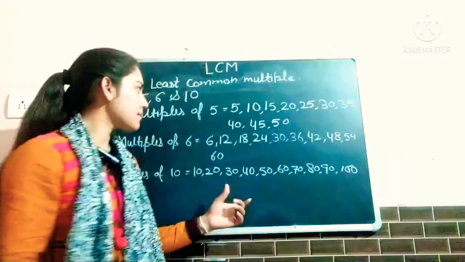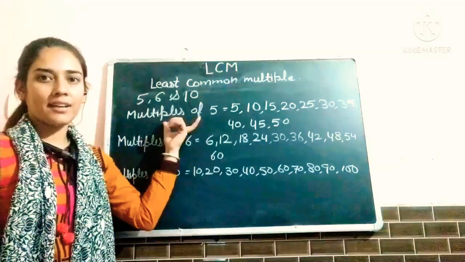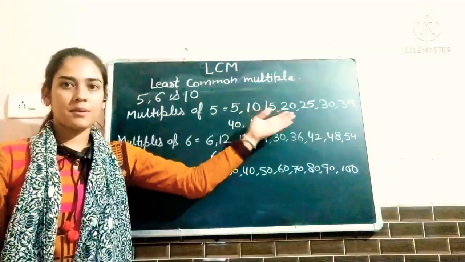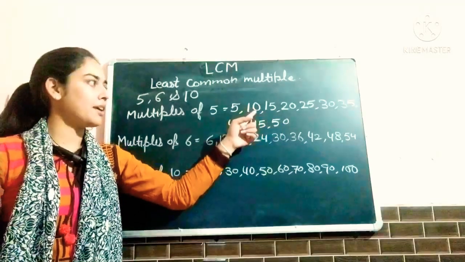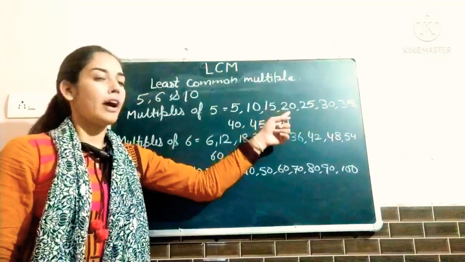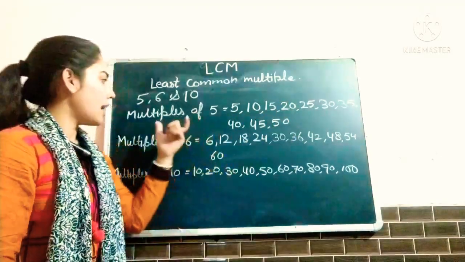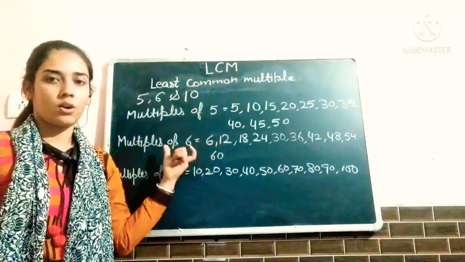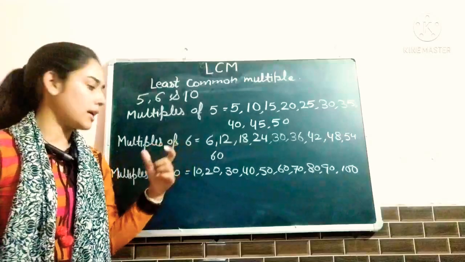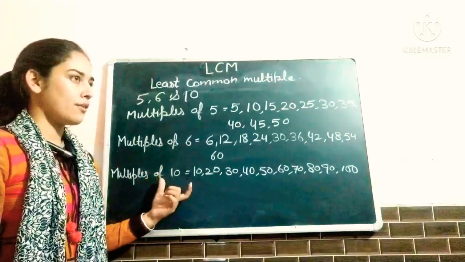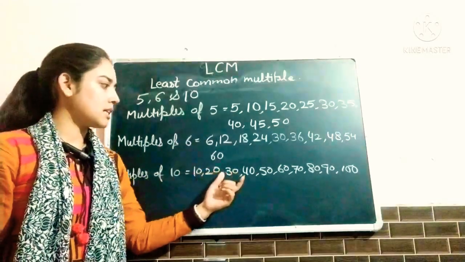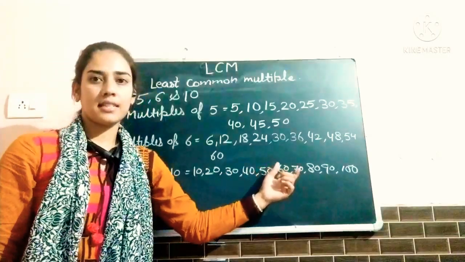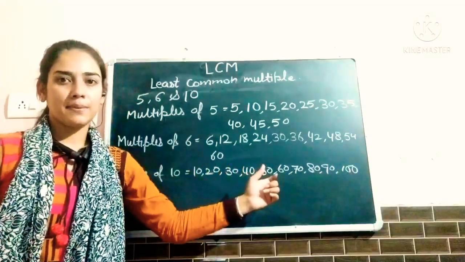Okay, these are the multiples. This is the multiple of 5. You can see here, this is the table of 5. 5 ones are 5, 5 twos are 10, 5 threes are 15, 5 fours are 20, in this way. And these are the multiples of 6. This is the table of 6 that we can call multiples of 6. Now these are the multiples of 10: 10, 20, 30, 40, 50, 60, 70, 80. Okay, these are multiples of 10.